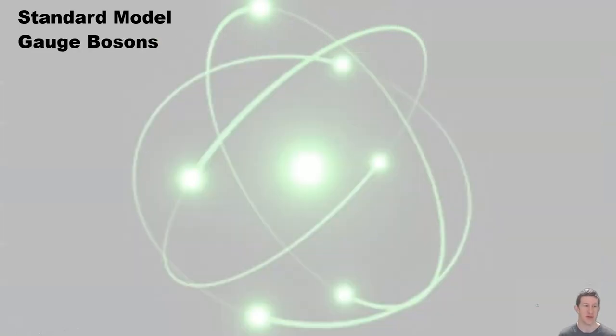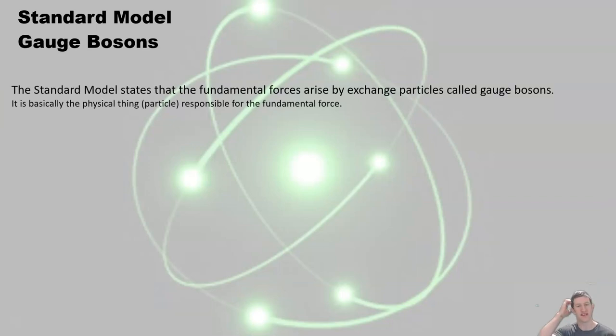So now let's look at some gauge bosons. The standard model suggests that the fundamental particles arise by an exchange particle called a gauge boson. It's basically the physical thing or the particle that is responsible for the fundamental force. So we say that these fundamental forces that we talked about before are actually caused by some particle interaction, which is kind of what I said right at the start of the lesson. There has to be something physically going on to do this. It's not magic, even though we say it's like non-contact forces and action at a distance. There is still something being exchanged between them.